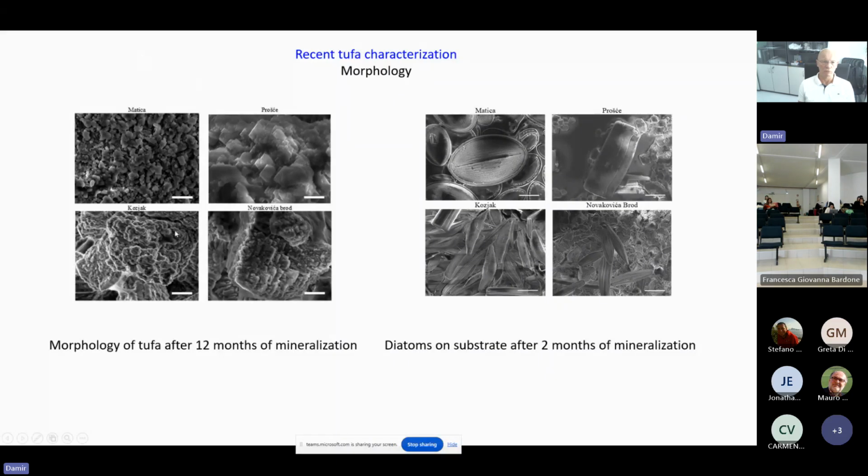This is calcite, as confirmed by X-ray diffraction. We also made the characterization after 2 months. This is the period during which the colonization of diatoms can be observed, and as you can see, we observed different diatoms on different plates.